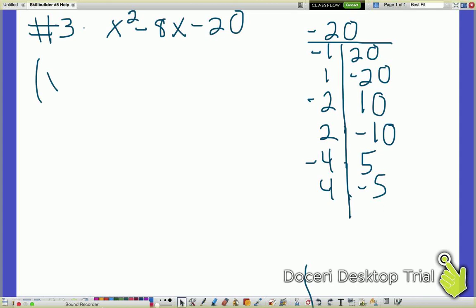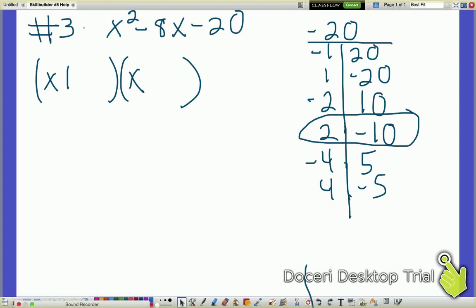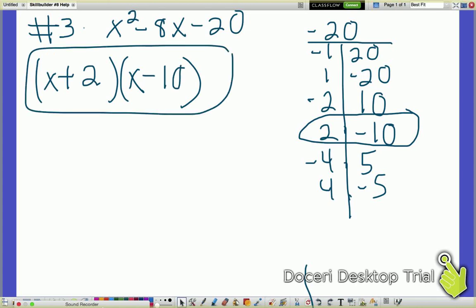Okay, so remember I have blanks. It's always going to look like that. Okay, so I have to look over on that column. What two numbers added together can get me to negative 8, which is the middle number? Right here. 2 plus negative 10 would be negative 8. Okay, so I have a positive 2 and I have a negative 10. That is my factoring problem. End of story on that.